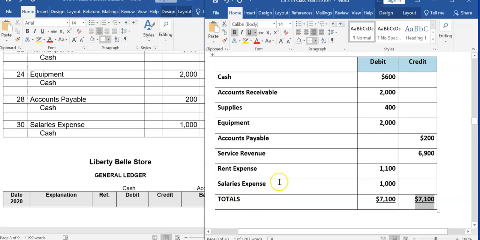This doesn't mean that I didn't make any errors. I could have made an error somewhere where I increased an asset when I should have increased an expense, or I decreased a liability when I should have done something else. So I could have still made errors. All this tells me is that I am in balance.